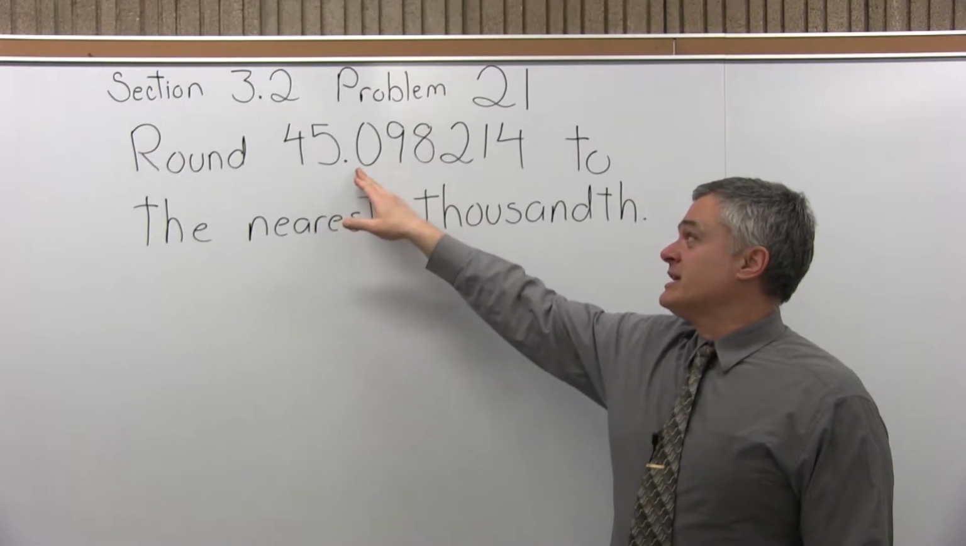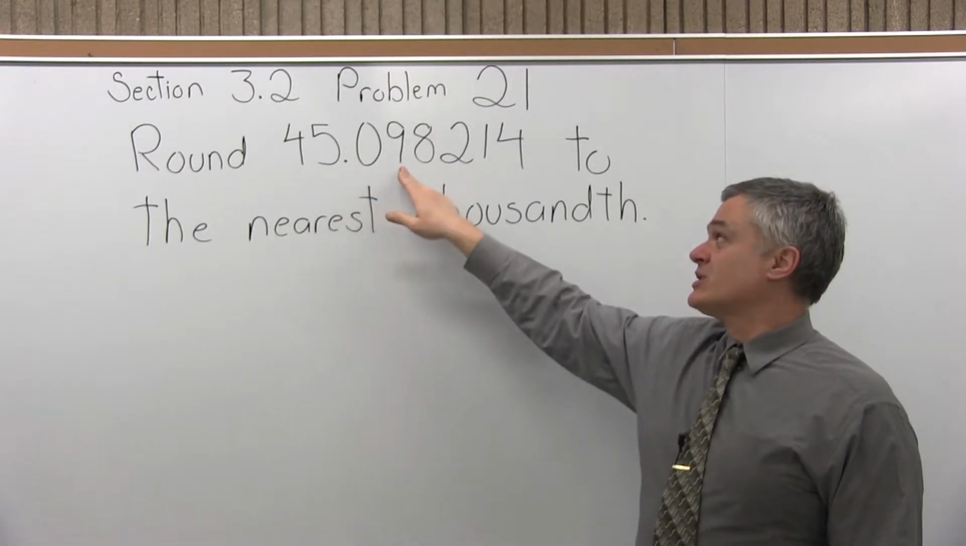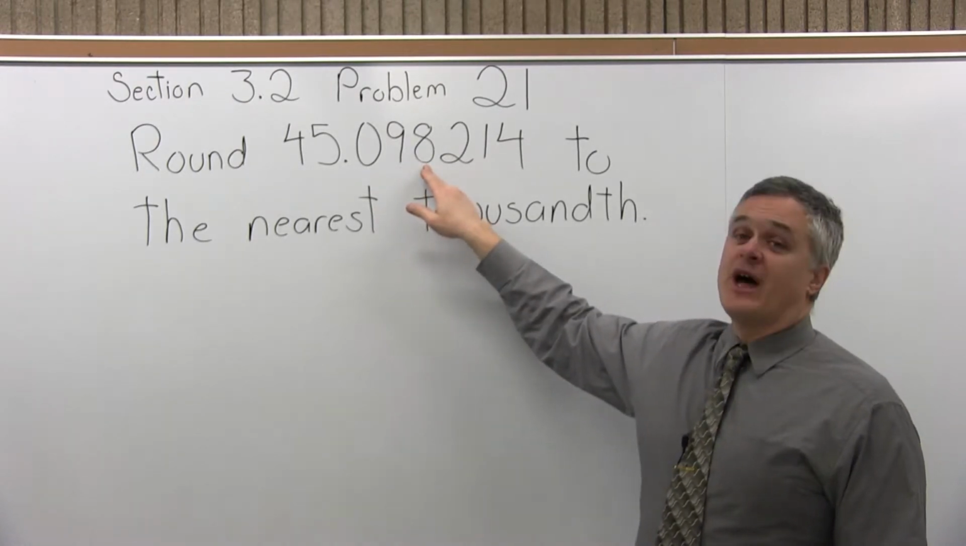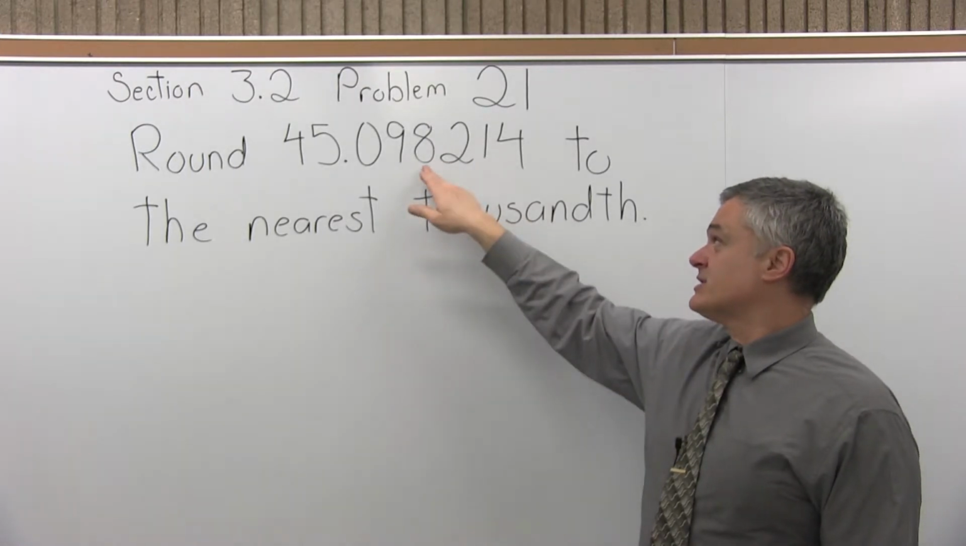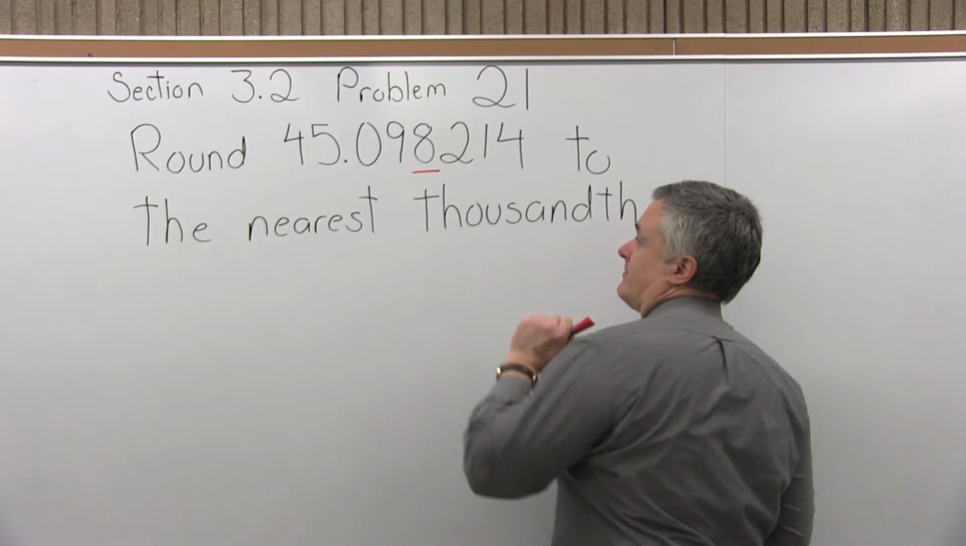So if you start at the decimal, the first one to the right is the tenths position. The next one to the right after that is the hundredths position, and the next one after that is the thousandths position, which is what they're asking us to round to. So the thousandths position is the 8.